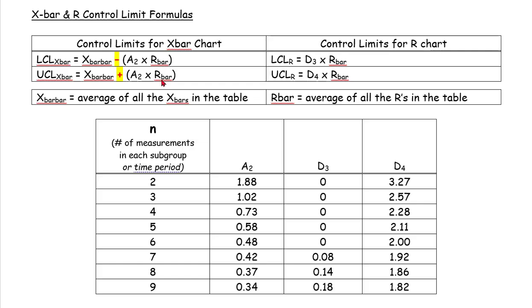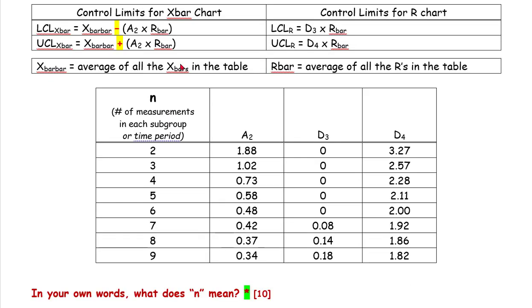So we say, well, wait a minute, what are these A2s? To determine what A2 value to use, you determine how many parts you measured in a given period of time. Let's say that you measured 3 parts at 8 o'clock, 3 parts at 10 o'clock, 3 parts at 12 o'clock, then your N would be 3. If you measured 5 parts at 8 o'clock, 5 parts at 10 o'clock, 5 parts at 12 o'clock, etc., your N would be equal to 5.